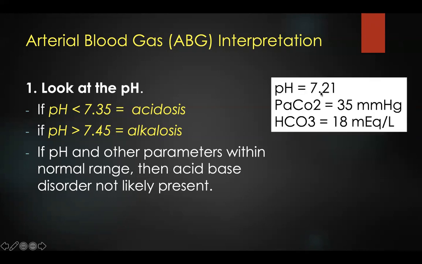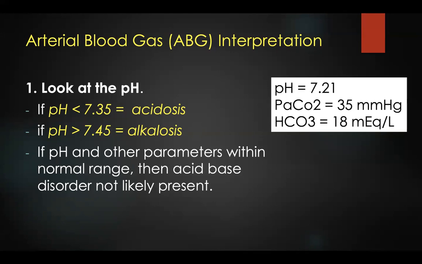For this one, you have a pH of 7.21, a PaCO2 of 35, and a bicarbonate of 18. Here you see that the pH is low. If the pH is low, what does that mean? It's acidosis. How about the PaCO2? What's the normal PaCO2? It's 35 to 45, so this is normal. For bicarbonate, the normal level is 22 to 26, so it's low. That is acidosis, but we are not sure if this is respiratory or metabolic. Later on we'll determine.